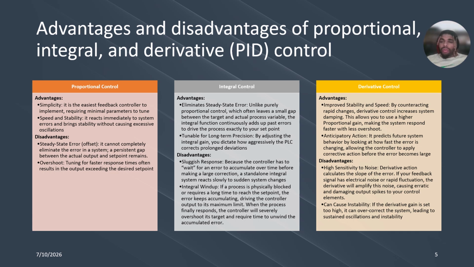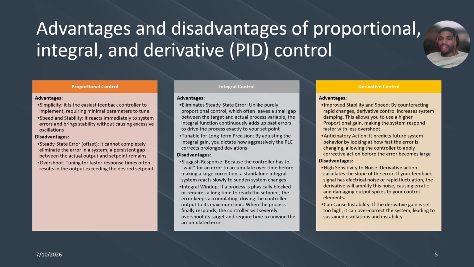For derivative control, our advantages are improved stability and speed. By counteracting rapid changes, derivative control increases system damping. This allows you to use a higher proportional gain, making the system respond faster with less overshoot. Another advantage is anticipatory action. This control system predicts future system behavior by looking at how fast the error is changing, allowing the controller to apply corrective action before the error becomes large.